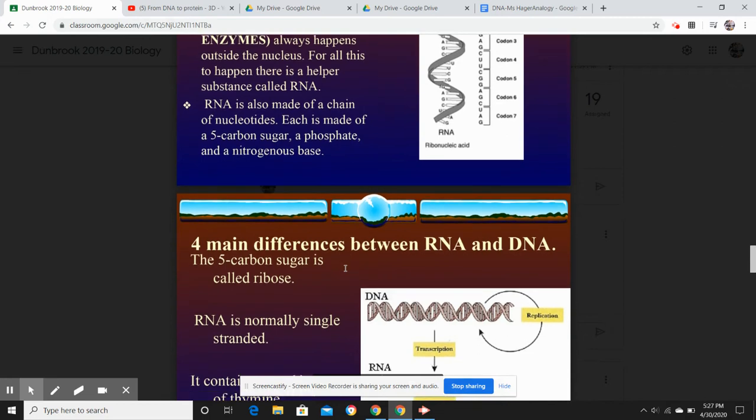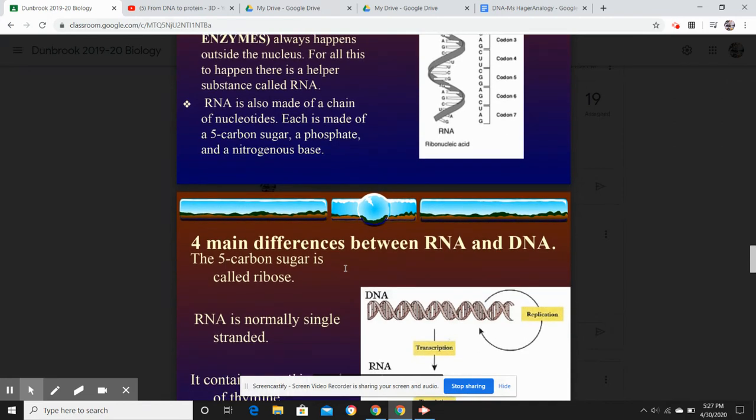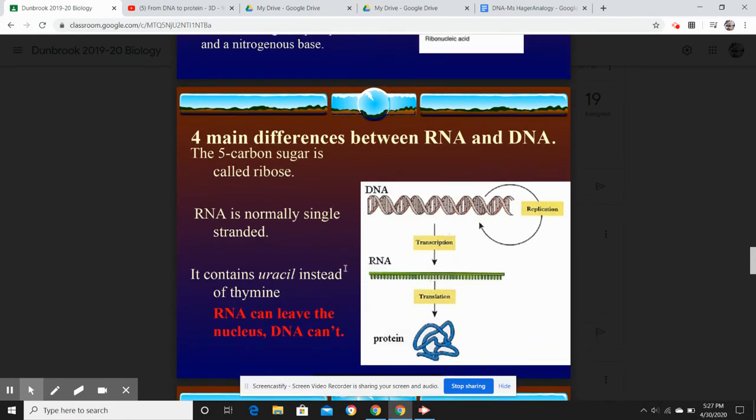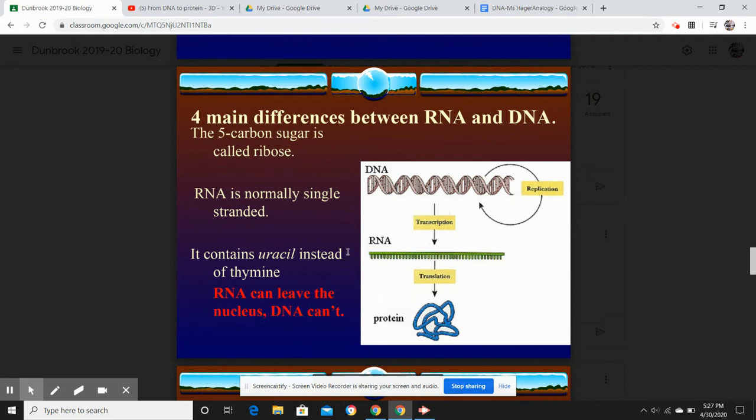Remember, the sugar in DNA was deoxyribo, and the sugar in RNA is just ribo, or ribose. So differences between RNA and DNA, the 5-carbon sugar is called ribose. We already said it's single-stranded, which is, by the way, how it fits out the little holes in the nuclear envelope, what we call the nuclear pores. DNA is double-stranded, so it can't fit out those little holes or pores in the nuclear envelope or the nuclear membrane, so it's stuck in the nucleus, and that's a good thing.